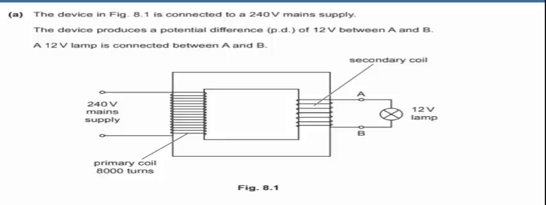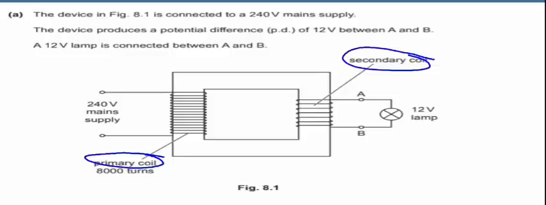Usually the transformer has two sides. It has what we call the primary coil and also the secondary coil. Usually the primary coil is called the input side, where the voltage is being inputted. Then the secondary coil is the output.